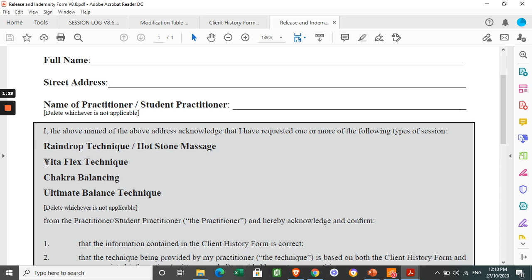A lot of our practitioners are raindrop technique practitioners as well as VitaFlex technique practitioners, and they're learning hot stone. So in that situation you might circle all 3 because that release and indemnity form then covers you for any particular treatment that you give to your clients. And if you do intend to potentially go down the road of looking at some of our other courses, then have your clients just circle the whole lot.